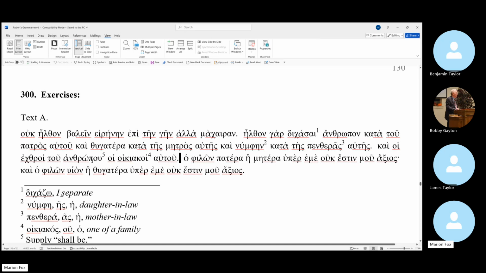Genitive. It's of the enemies, a possessional relationship, see? In what case is this word right over here? It's the article. It's nominative plural, just like the ekthoi.